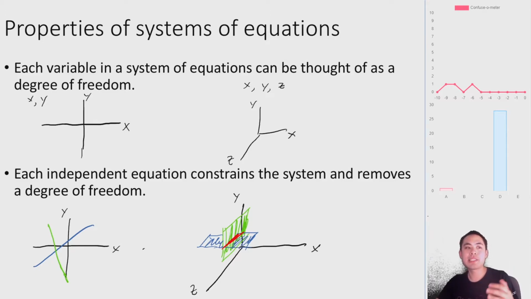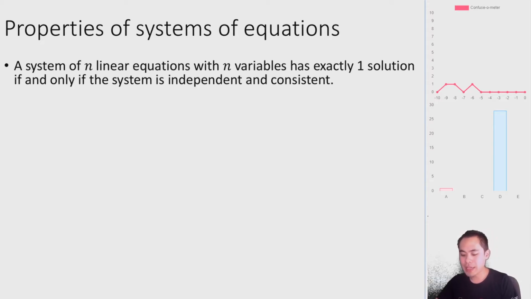This has some nice consequences, one of which is that a system of n linear equations with n variables has exactly one solution if and only if the system is independent and consistent. Obviously you can have your system be inconsistent, in which case you don't have a solution. But if it's independent, which means you don't end up having lines on top of each other, then you have exactly one solution.